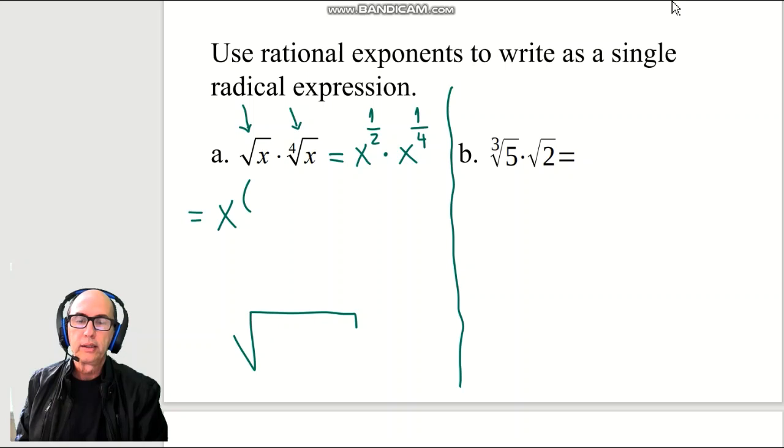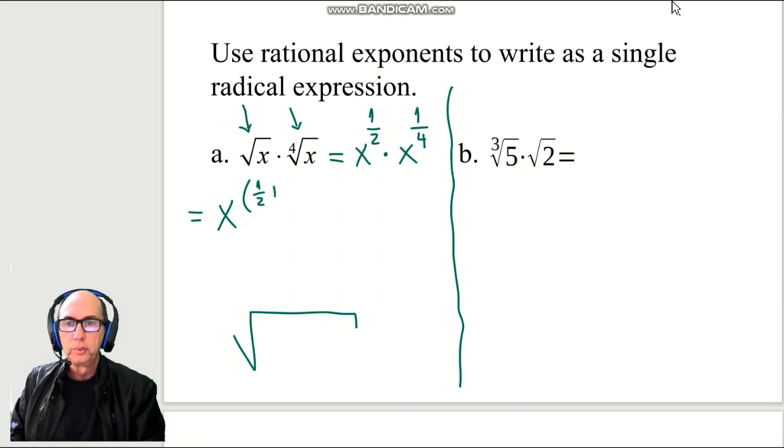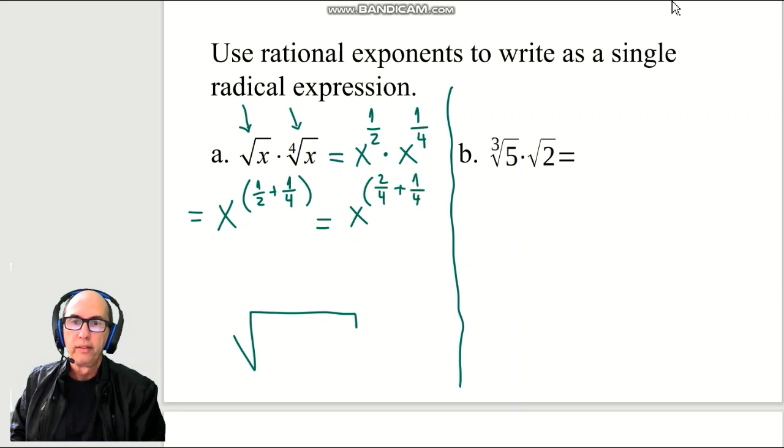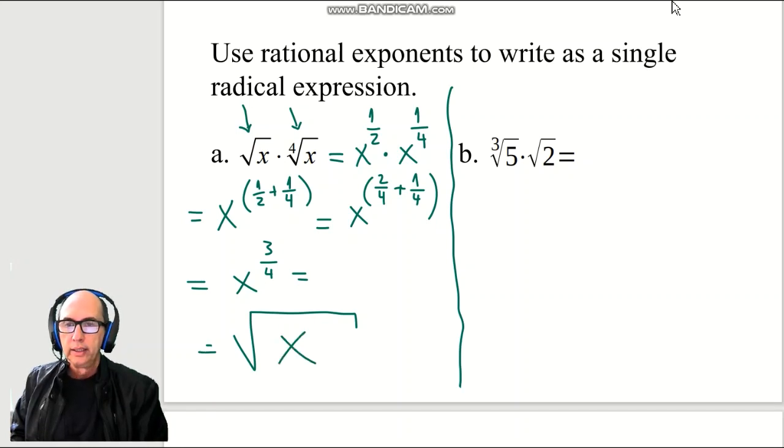The first rule, remember, multiplication of the same base, we add the powers, 1 over 2 plus 1 over 4. We have different denominators. The least common denominator is 4. This equals x to the power of 2 over 4 plus 1 over 4. This equals x to the power 3 over 4. And equals, under the same root, we have x. The denominator is the index, and the numerator is the power. That is the final answer.